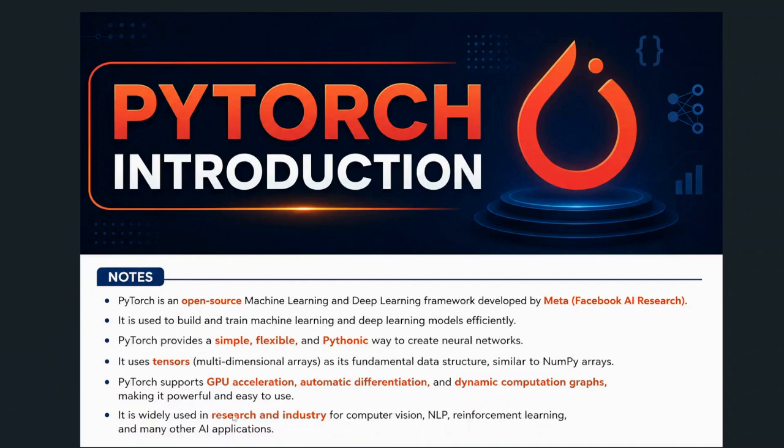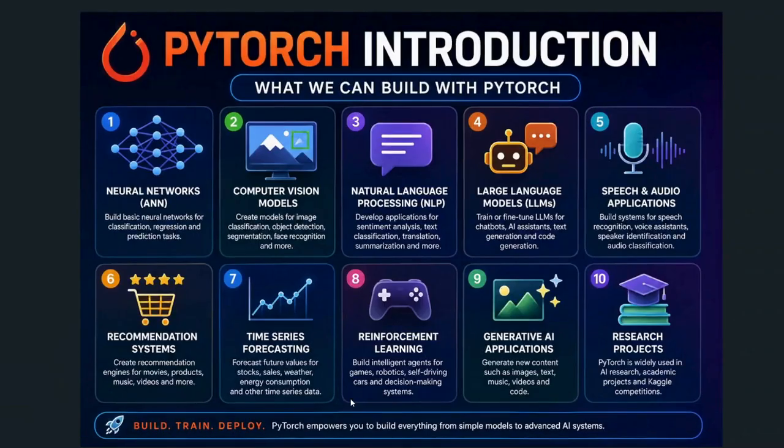It is widely used in research and industry for computer vision, NLP, reinforcement learning, and many other AI applications. Okay, that is the basic things about PyTorch. Now let's see what are the things we can build with PyTorch. Neural networks, ANN. We can build basic neural networks for classification, regression, and prediction tasks.